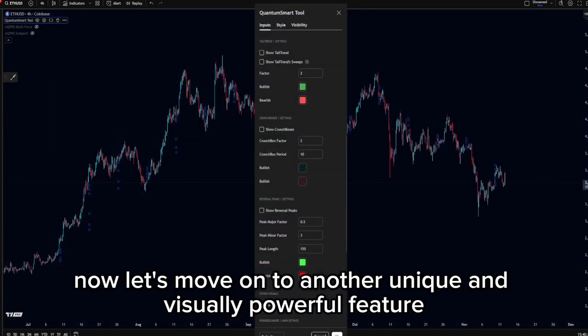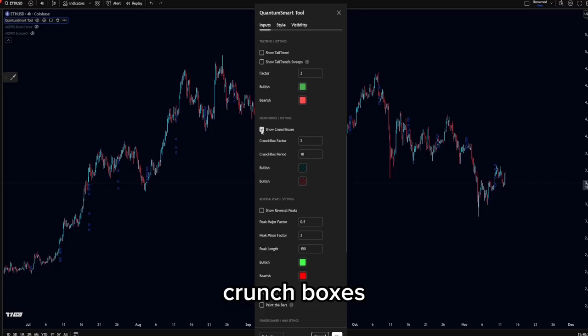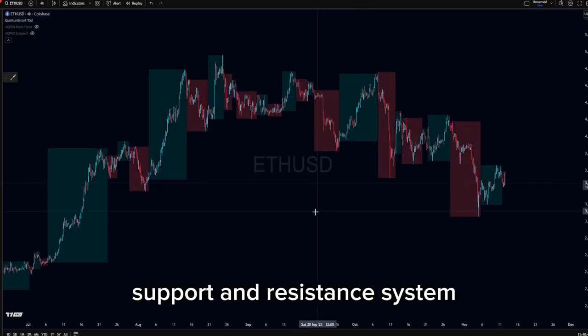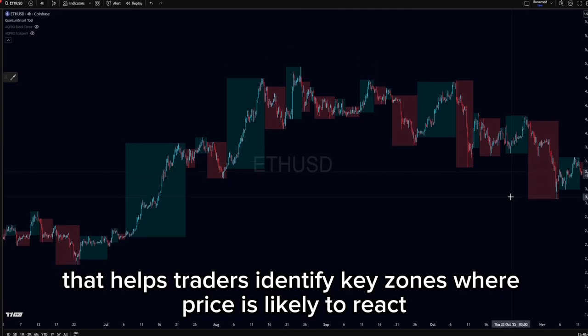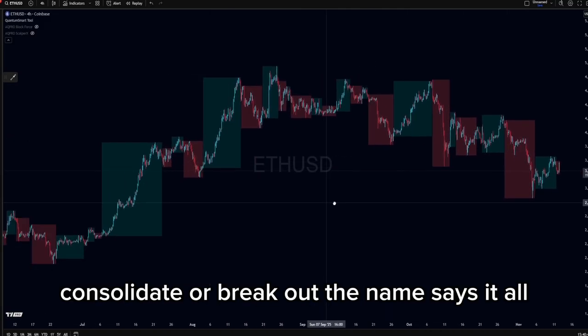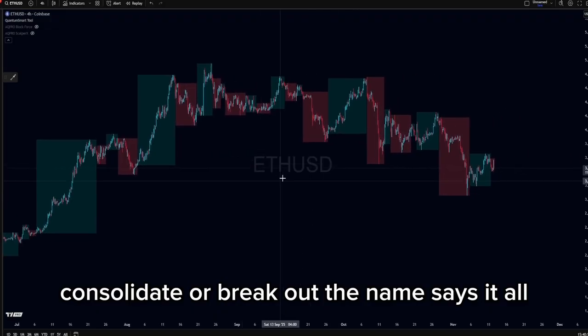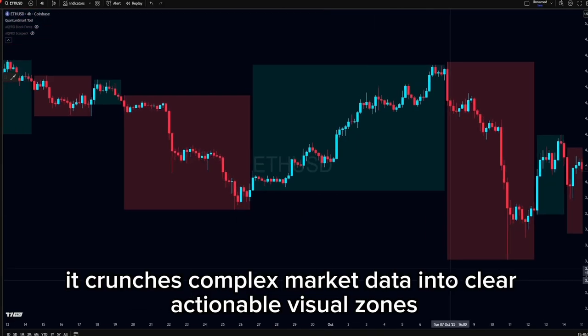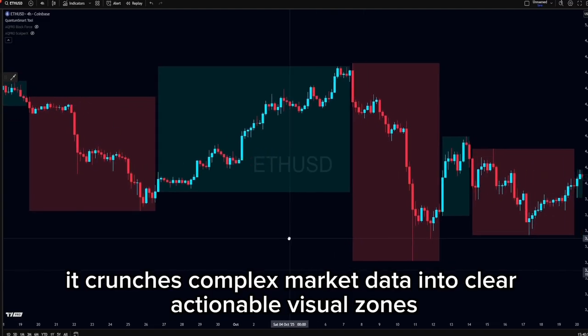Now, let's move on to another unique and visually powerful feature: crunch boxes. Crunch boxes are a volatility-based support and resistance system that helps traders identify key zones where price is likely to react, consolidate, or break out. The name says it all. It crunches complex market data into clear, actionable visual zones.